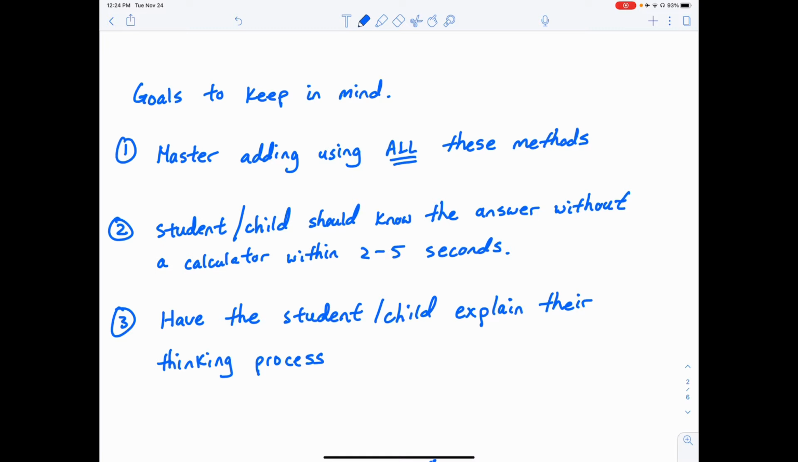For adding and subtracting, you want to definitely go through some word problems to see if they can get the right answer, and have them explain how they came up with that answer. Like what are the key details in the word problem that tell them to do this and then get to this, and so on and so forth.